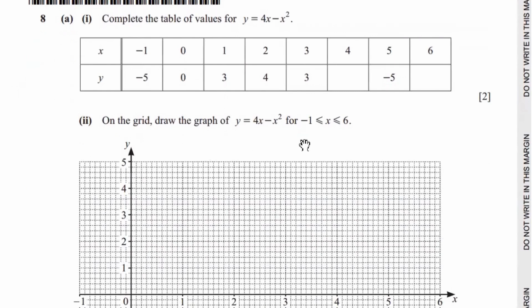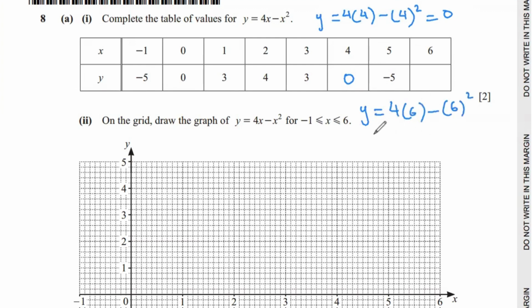Question 8 says complete the table of values for y equals 4x minus x squared. So we have to find the missing values of y for x equals 4 and x equals 6. At x equals 4, what you should get is 0, because 4 times 4 minus 4 squared is 0. And then at x equals 6, 4 times 6 minus 6 squared, that's 24 minus 36, and that's negative 12.